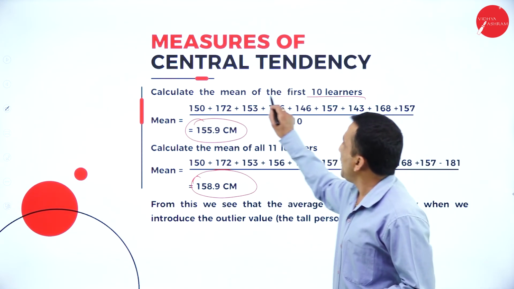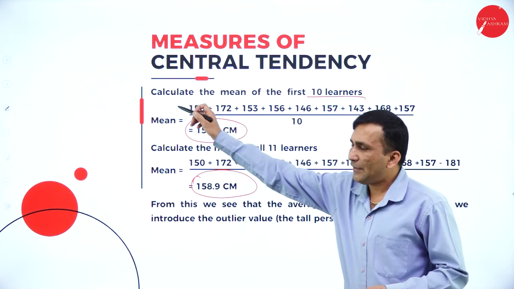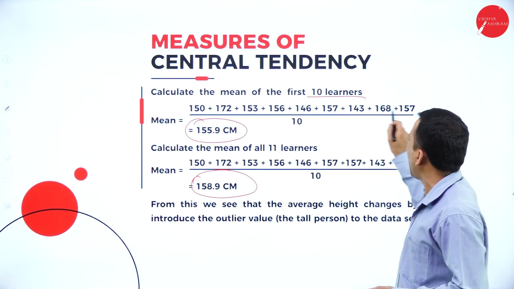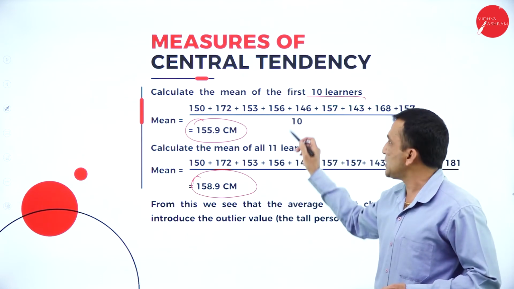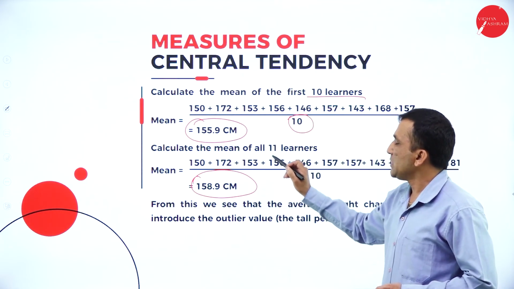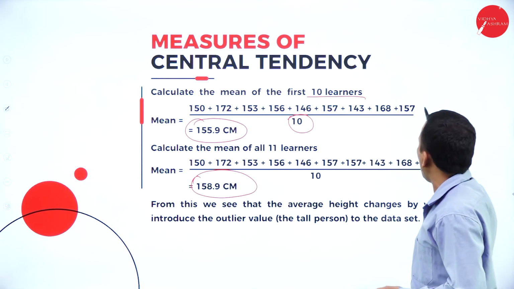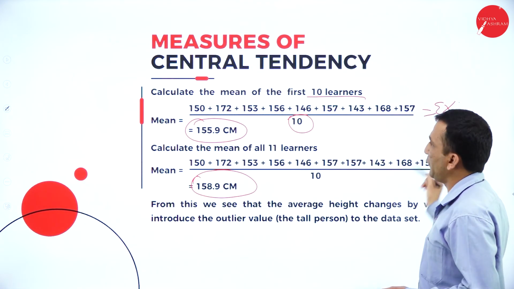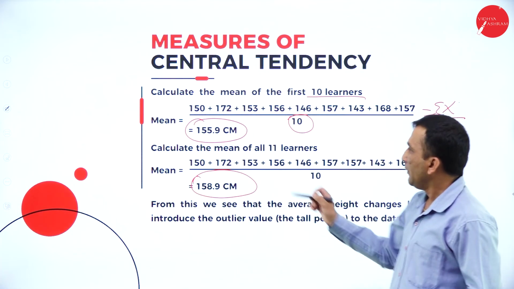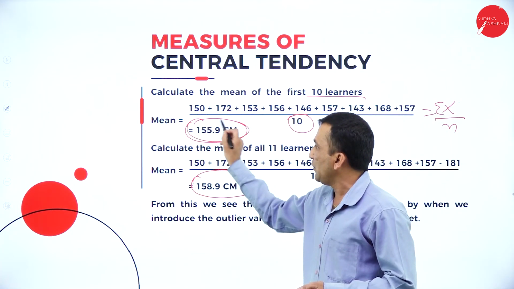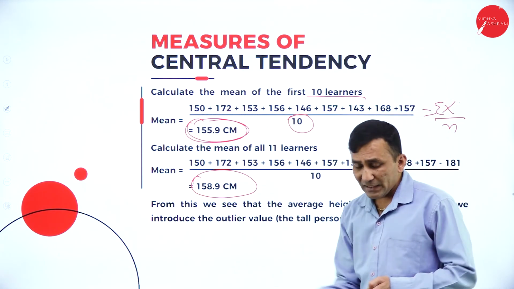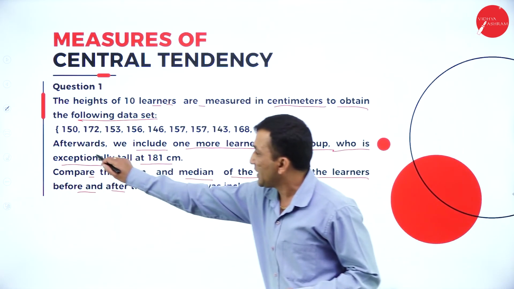So calculate the mean of the 10 learners. Whatever data is given in this question, we take the summation together, divided by how many learners we have. We have 10 numbers. After taking the summation, we write sigma x divided by 10. If we apply this formula, we get a mean value of 155.9 centimeters.